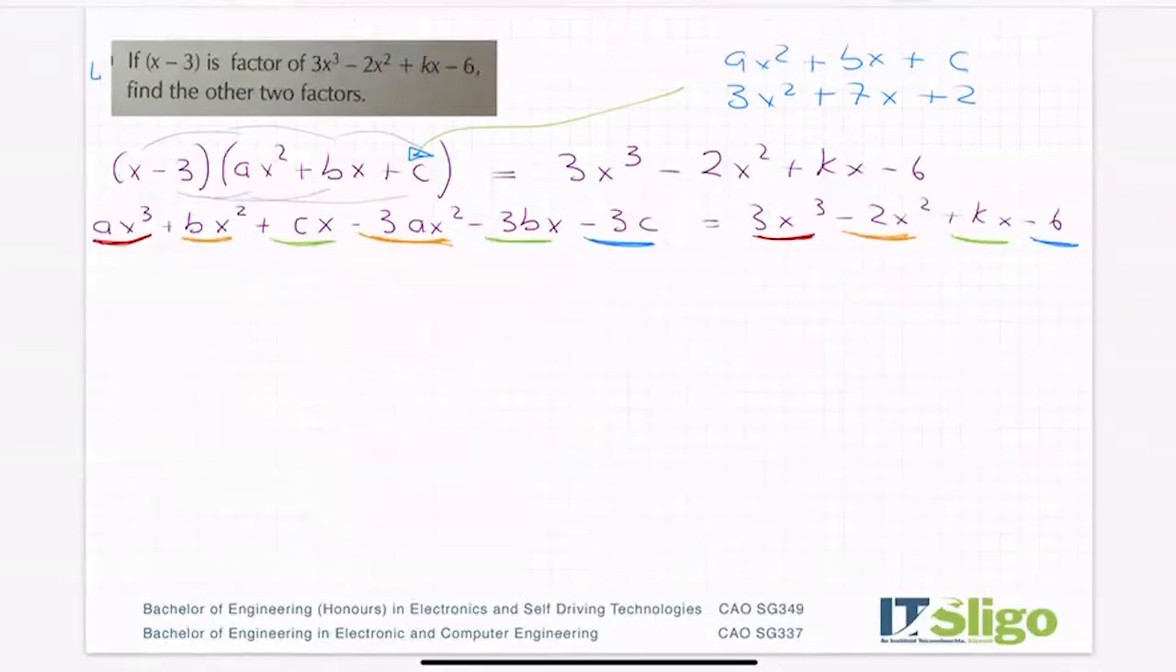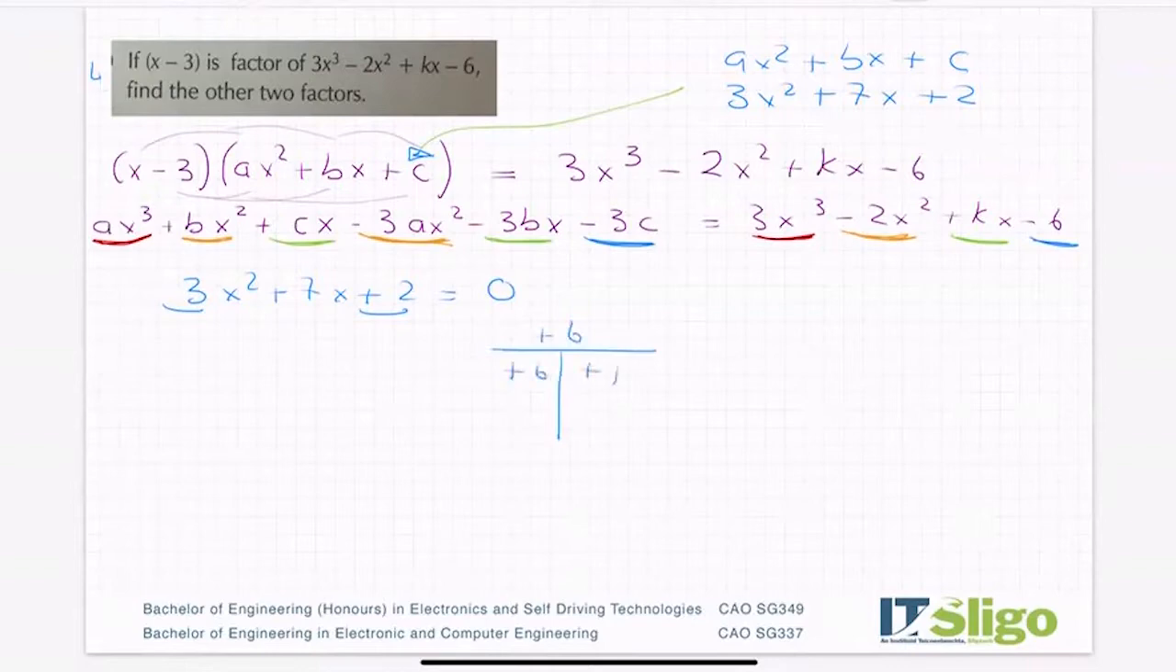So it says find the other two factors. So 3x squared plus 7x plus 2 is equal to 0. Again, I'm going to do the a by the c as my guide number, which is plus 6. So plus 6 plus 1, minus 6 minus 1. 3 and 2 are the factors of 6, minus 3 and minus 2 are the factors of 6. So I want the line that adds up to give me the plus 7, which is the top line.